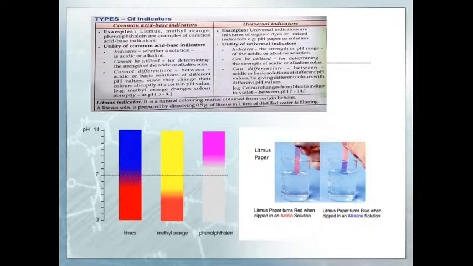So we know what the utility of a common acid base indicator is. We have to find out whether the given solution is alkaline or acidic, and it cannot be utilized for determining the strength of the acid or base, right? And it cannot differentiate between acidic or basic solutions of different pH values, since they change their colors abruptly at a certain pH value, right? So on the basis of the same color, you can't identify, right?